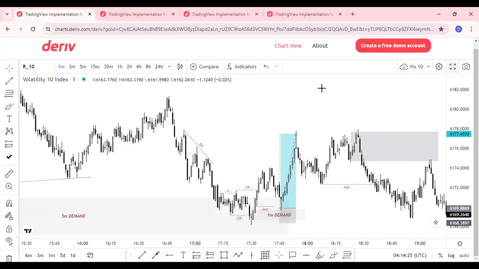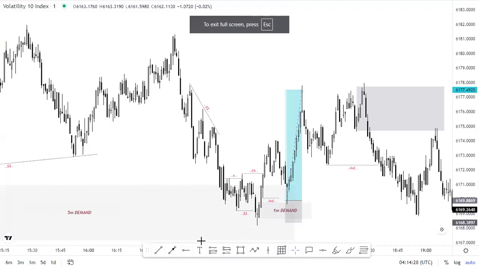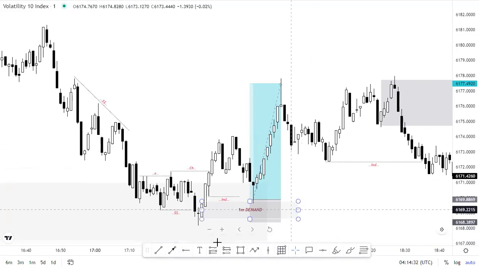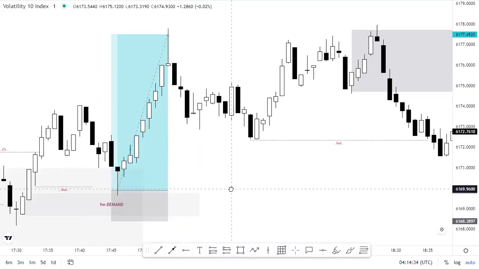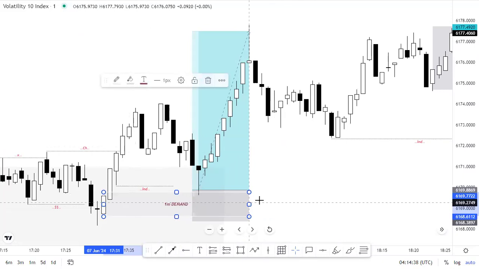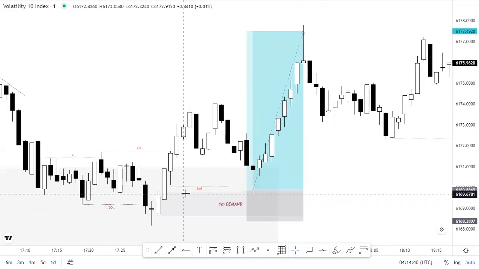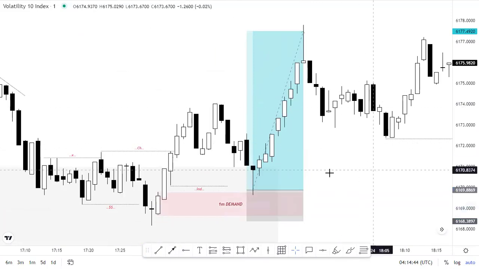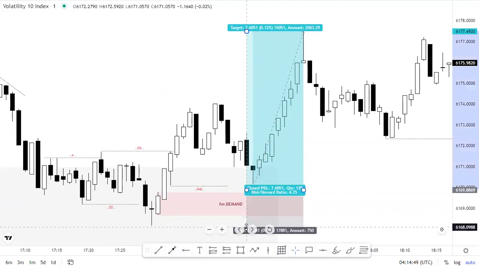Okay, so you could see this was a mistake that I made. Sorry, I've adjusted it now. So let me zoom in properly. You could see that when I use this exact 1 minute zone that is here, okay, let me change the color so you can see it properly. When I use this exact 1 minute zone, my stop loss is not below here.